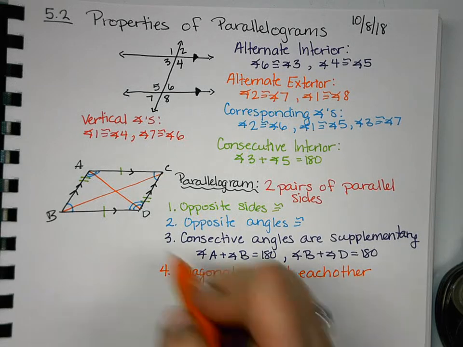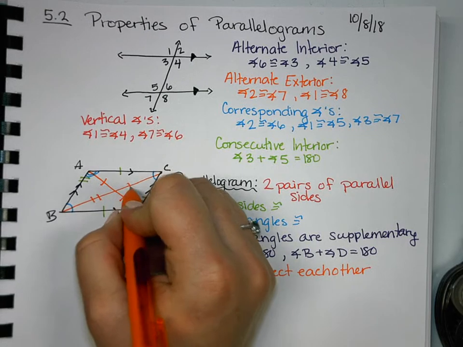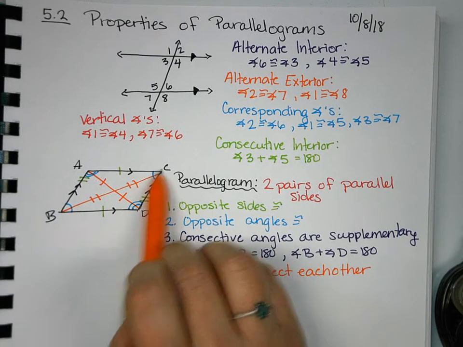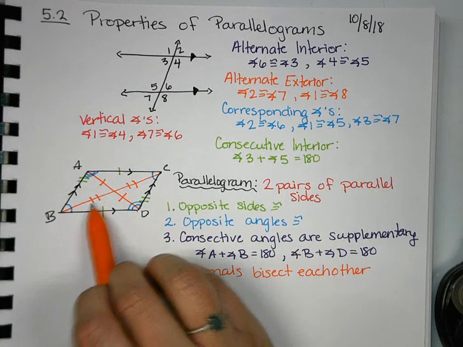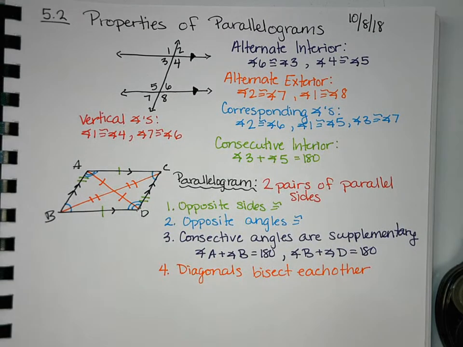So that means if they're going to bisect each other, then each half, so BC will be cut in half, and AD will be cut in half. These are four properties that will be true when you know it's a parallelogram.